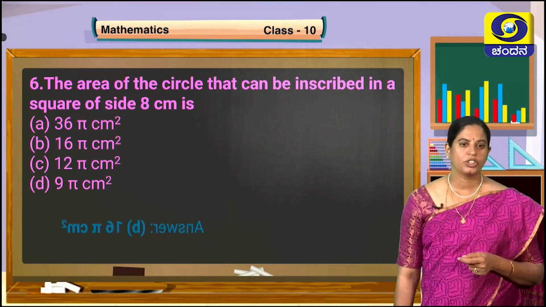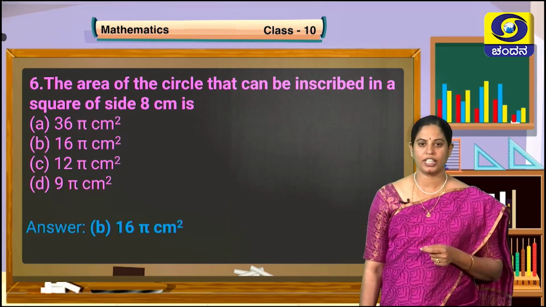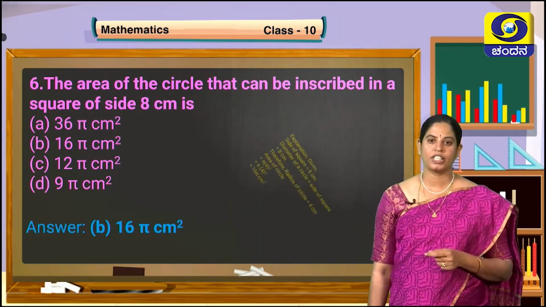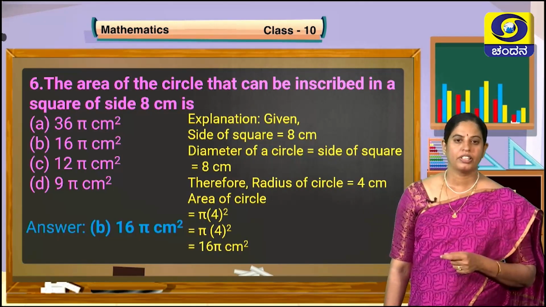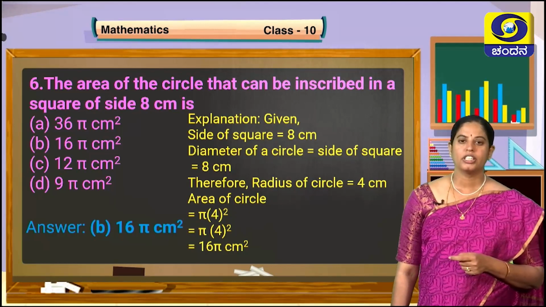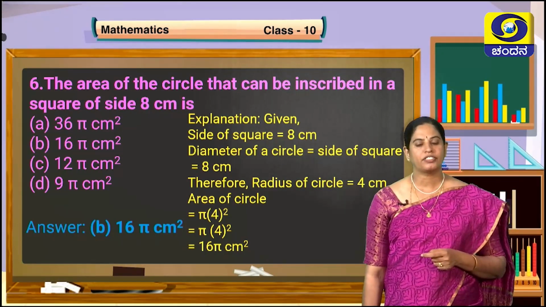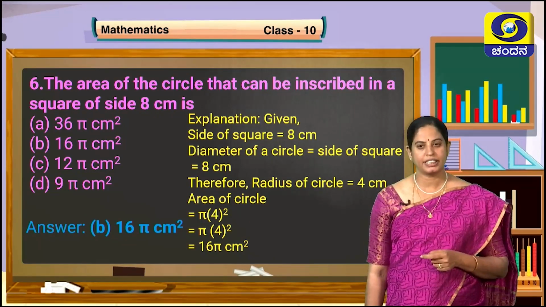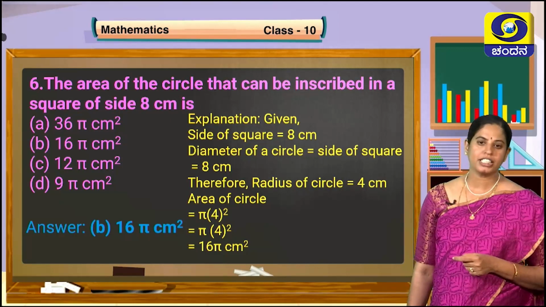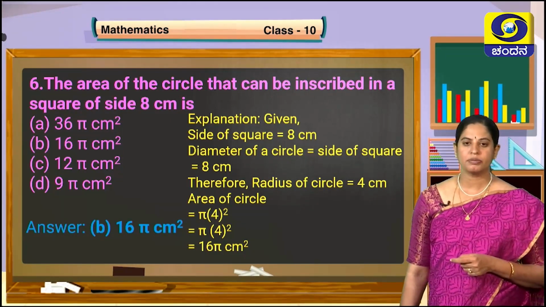Yes, your answer is correct. It is 16 pi centimeter square. How do we get this 16 pi centimeter square? Observe here. It is given that the side of the square is 8 centimeter. You know the diameter of the circle is the side of the square, 8 centimeter. When we know the diameter, we can easily find the radius of the circle. Yes, it is half of the diameter, that is 4 centimeter.